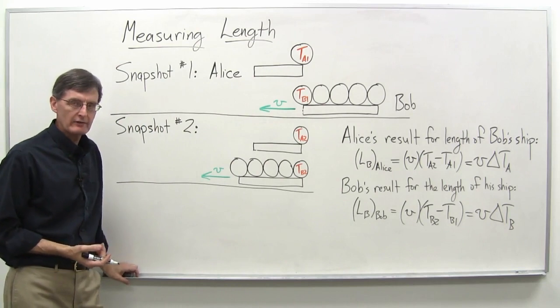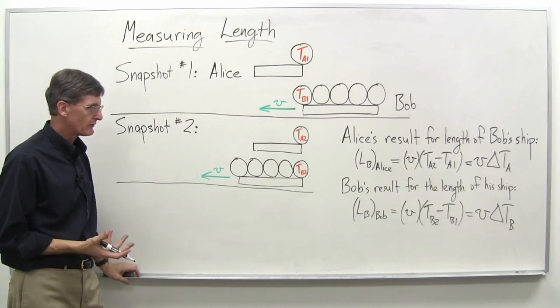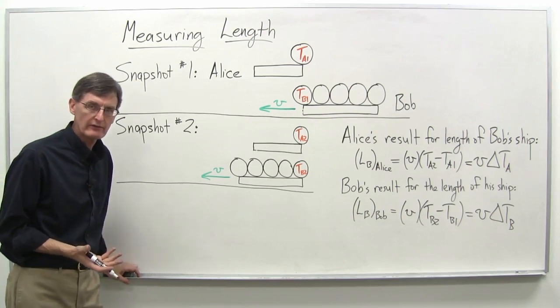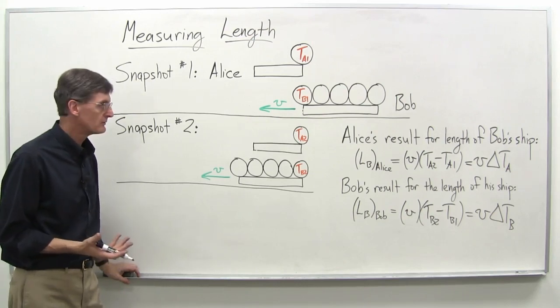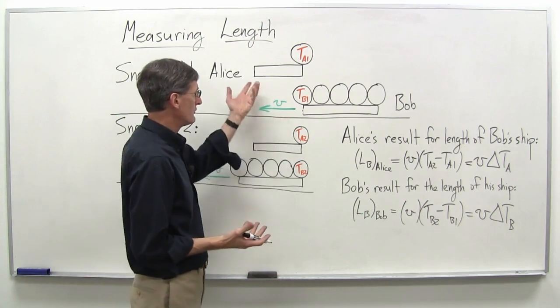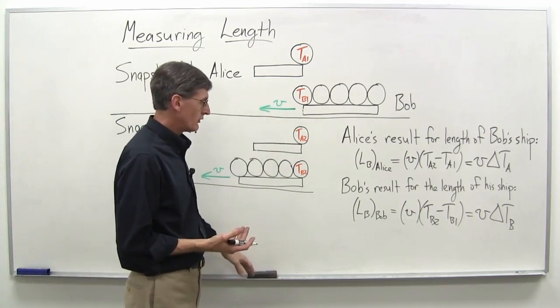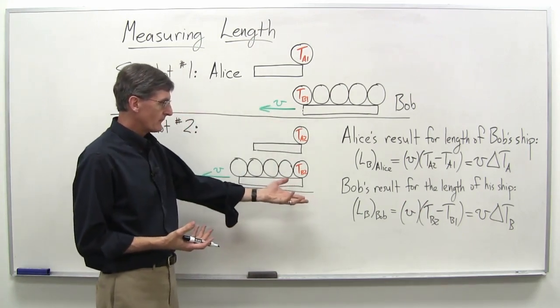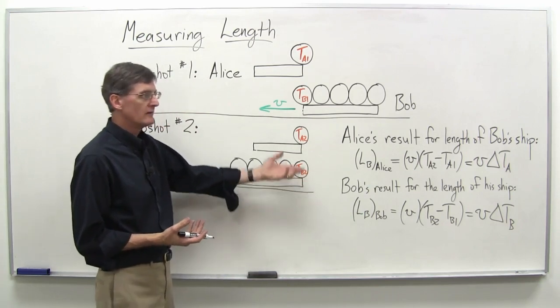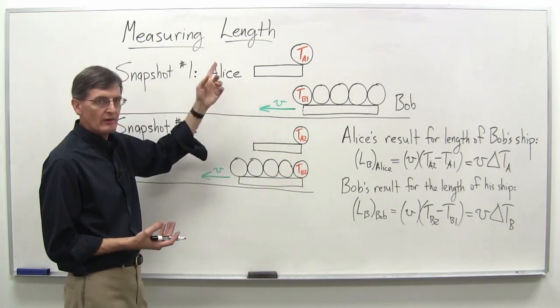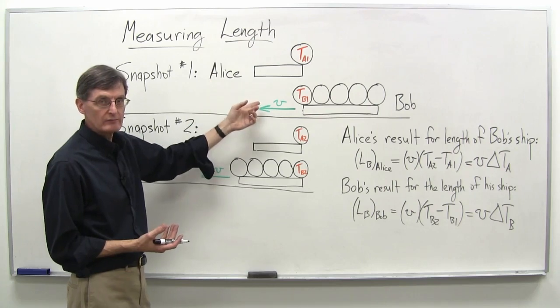And they get back together again, and they compare results. And Bob says, hey, you didn't get the same length as I did. What's going on here? You screwed up, right? Why did you mess up your result? Well, as Bob considers it, he says, hey, you know what, Alice? Your clock is running slow.